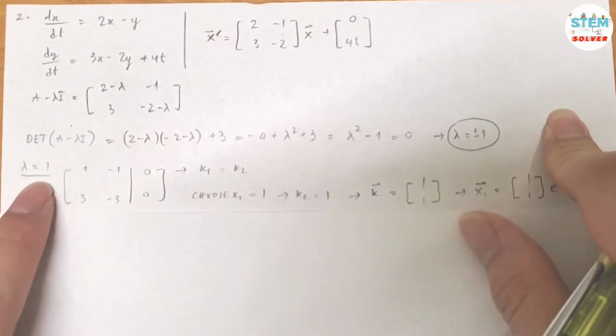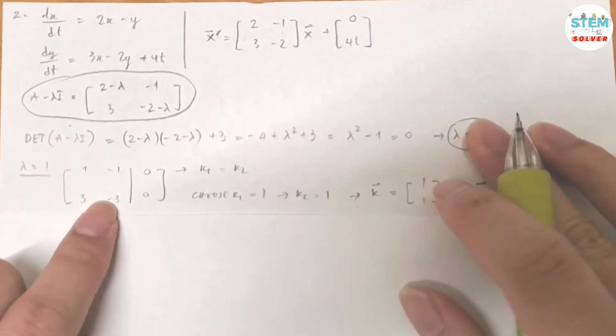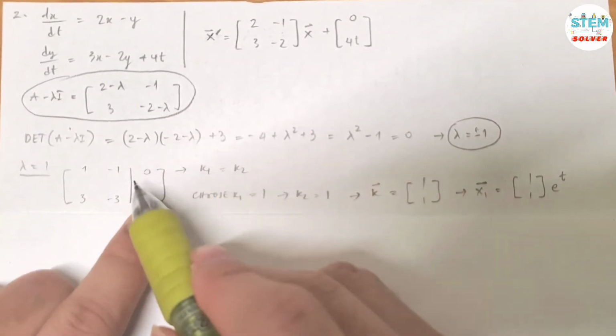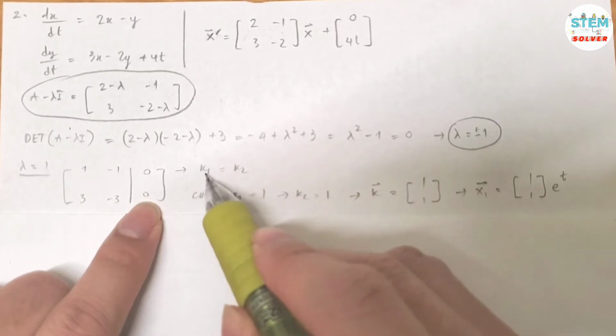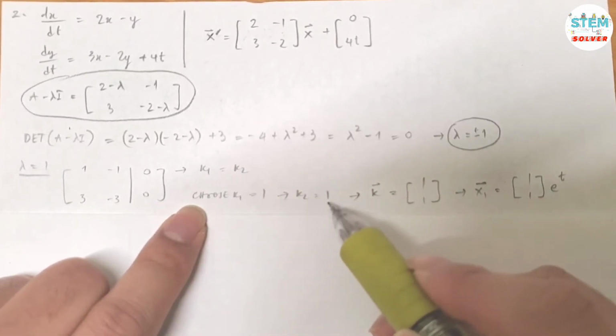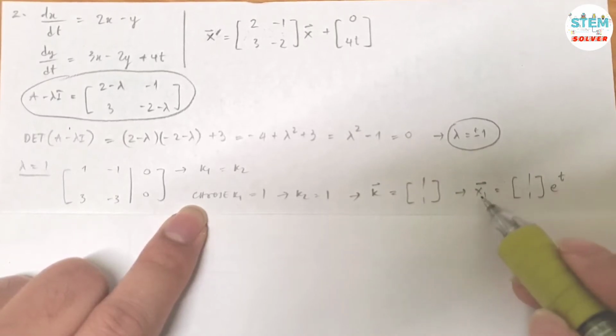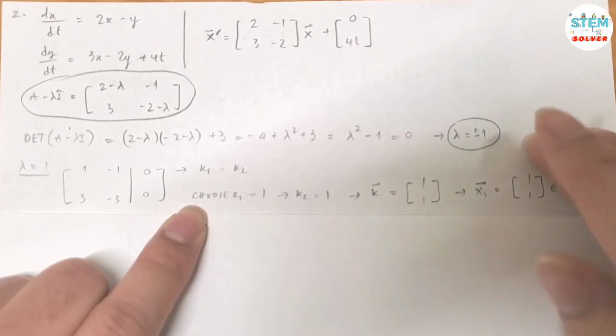Now for lambda equals 1, plug it into this matrix, that gives you this matrix augmented with 0. Okay, so use the first equation. I found out that k1 equals k2. If I choose k1 as 1, then k2 is 1, then my vector k is (1, 1), and vector x1 is (1, 1) e to the t.